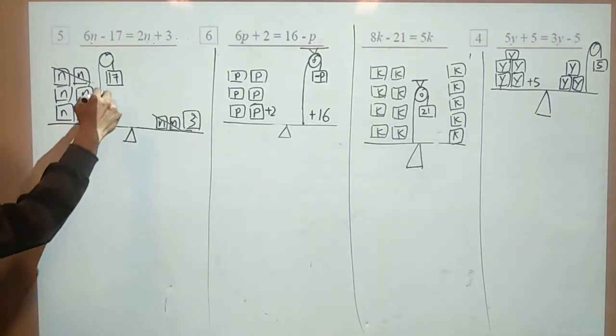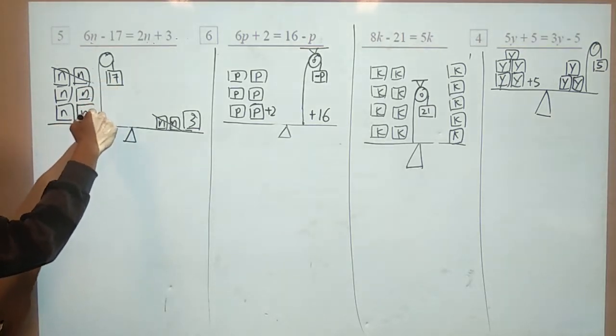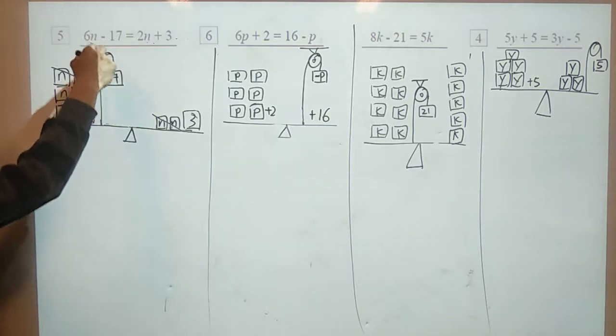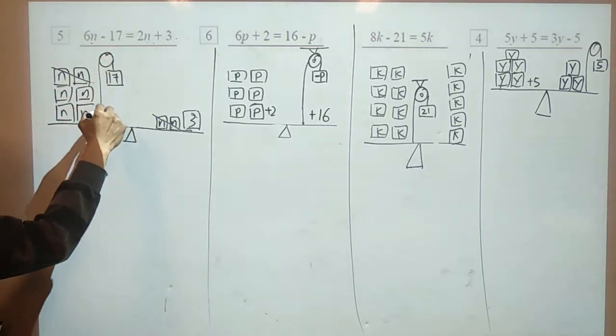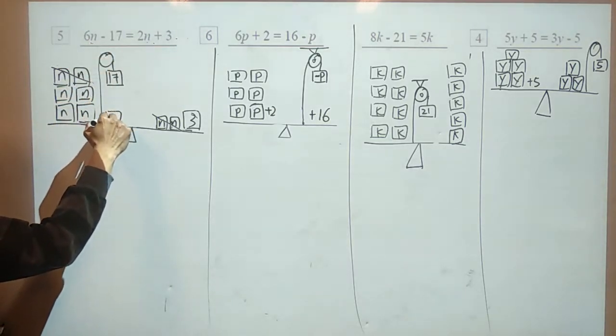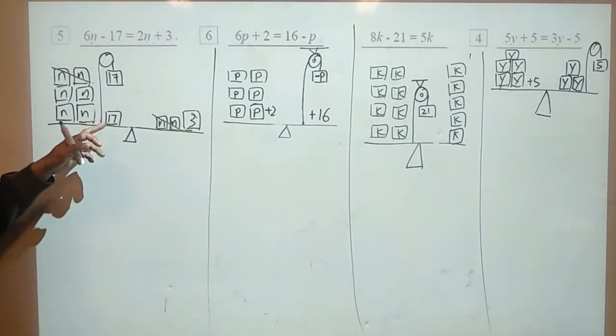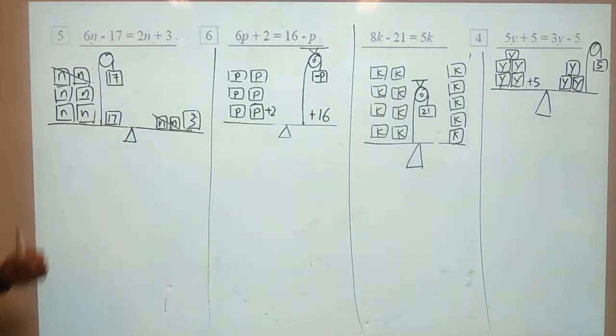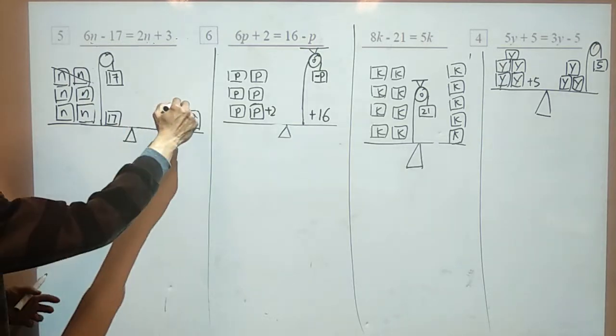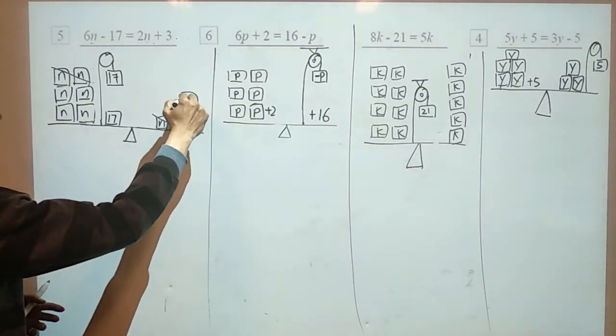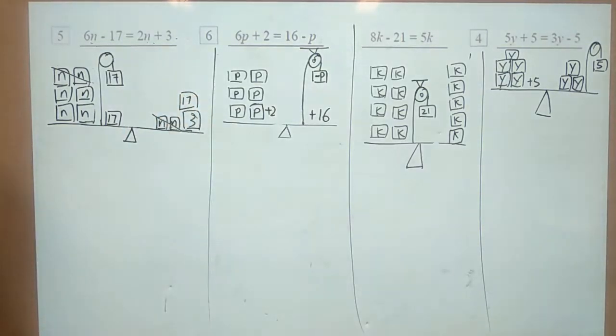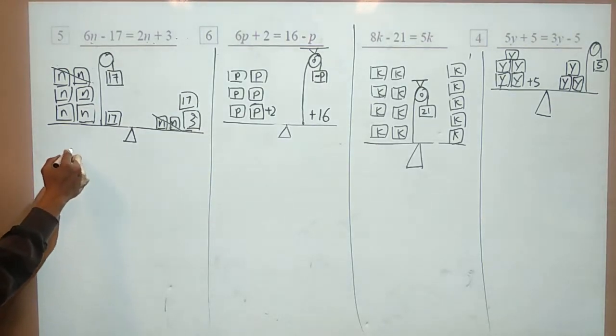Now, to do that, to counterbalance the upward pull created by this pulley system, we add a mass of 17 units on this side. But of course, to keep it balanced, we also add a mass of 17 units on this side. So overall, what are we actually doing to the equation?